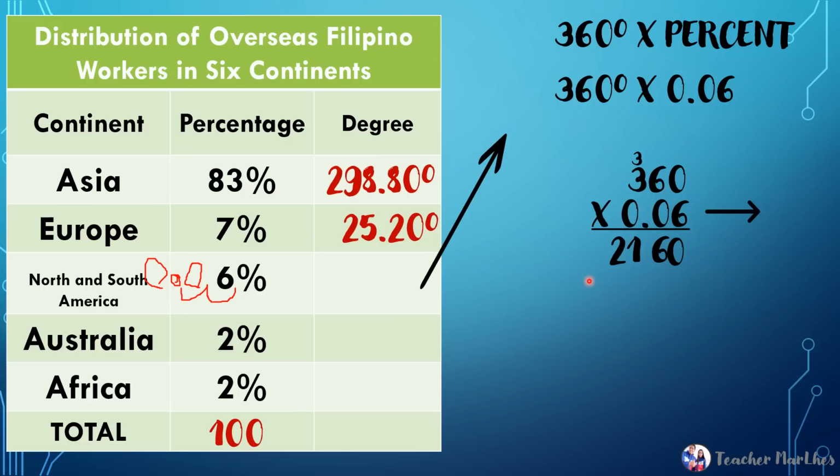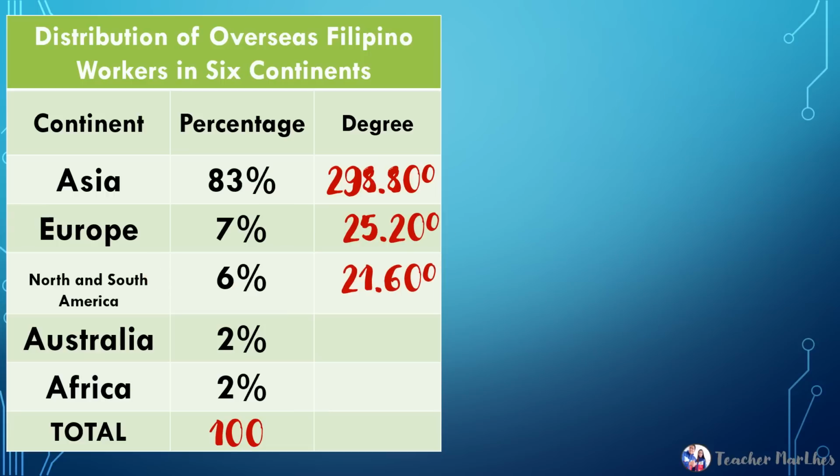Count the decimal places. 1, 2. 2 decimal places. So, ang sagot natin, 2 decimal places din. Simula sa dulo, 1, 2. So, final answer, 21.60 degrees. So, that is for North and South America. Okay, so next is Australia.